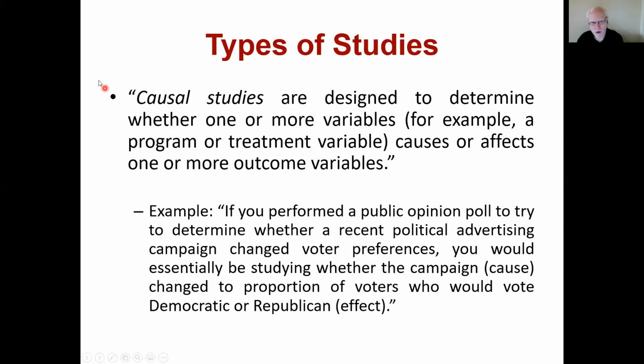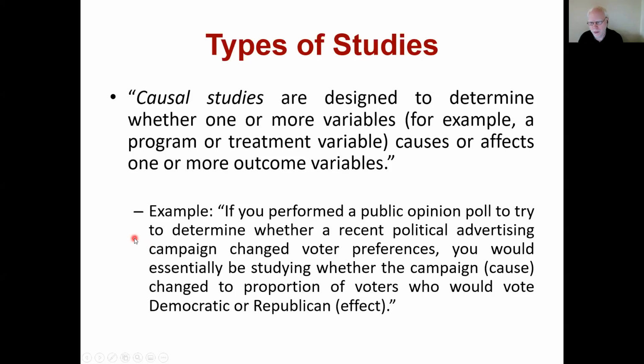Oftentimes, perhaps ideally, from a causal perspective, this is done in the form of experiments, but there are multiple other methods that can try getting at whether one variable actually caused the other. We're going to return later to what it requires to be able to say that one variable caused the other. And so here's an example.